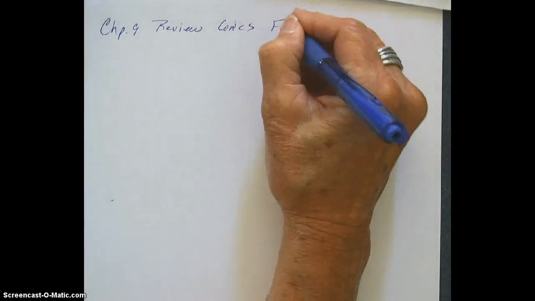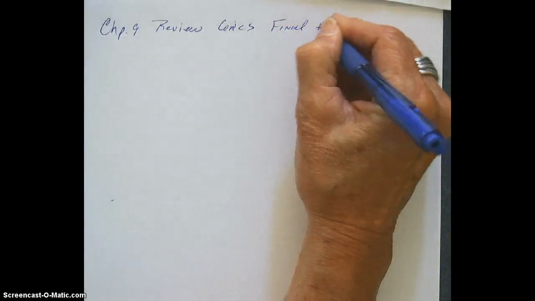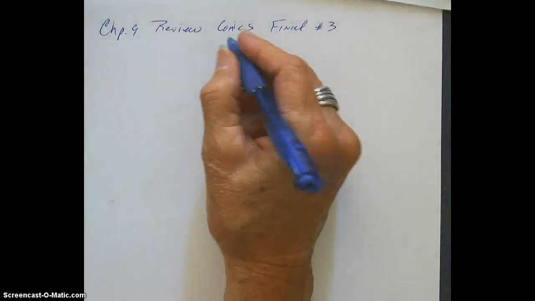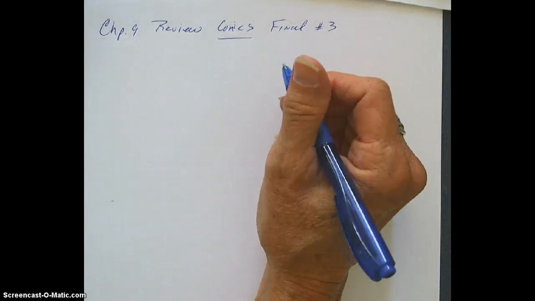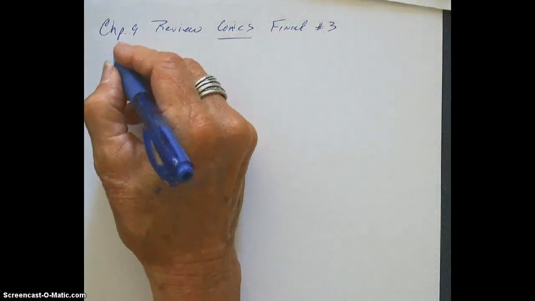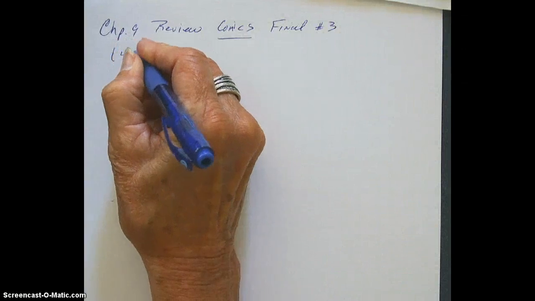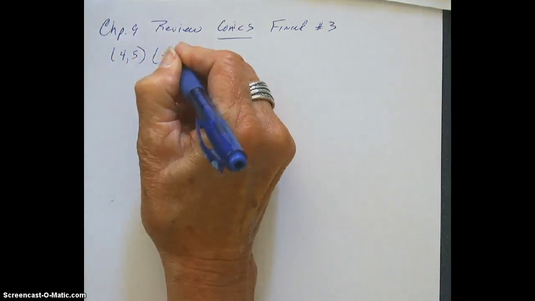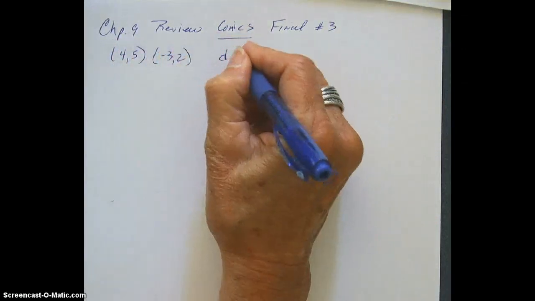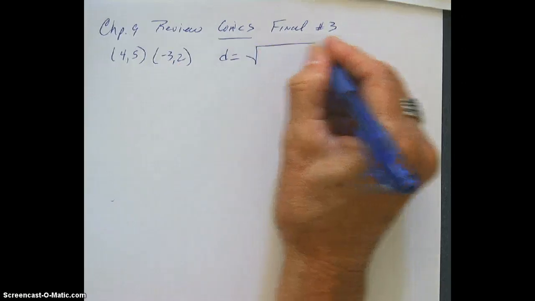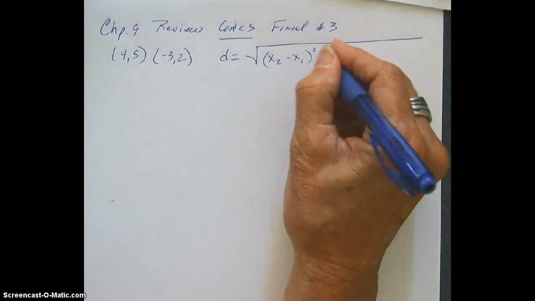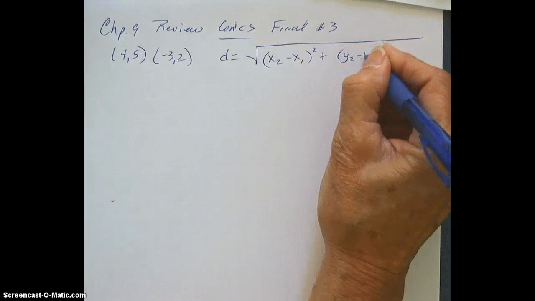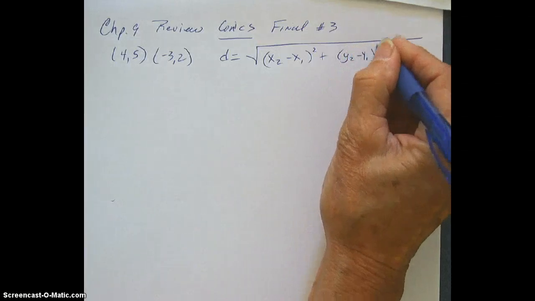Final exam review number 3 is going to deal with conics, or our circles, ellipses, hyperbolas. And we started this lesson with the distance between 2 points. So if I have 2 points and I want to find the distance, we'll use the distance formula, which is x2 minus x1 quantity squared plus y2 minus y1 quantity squared.